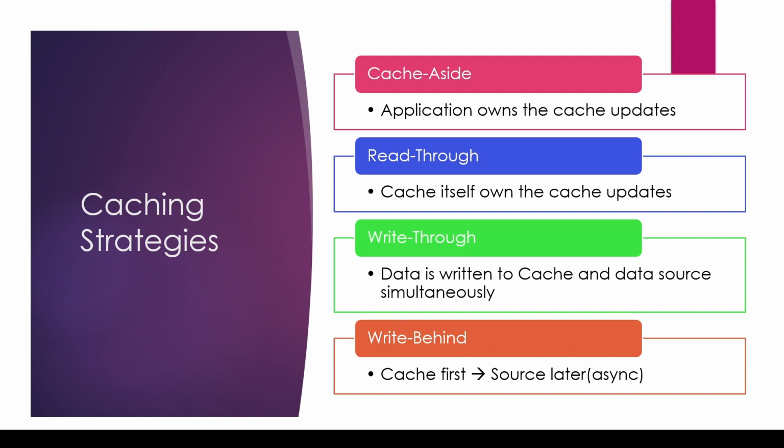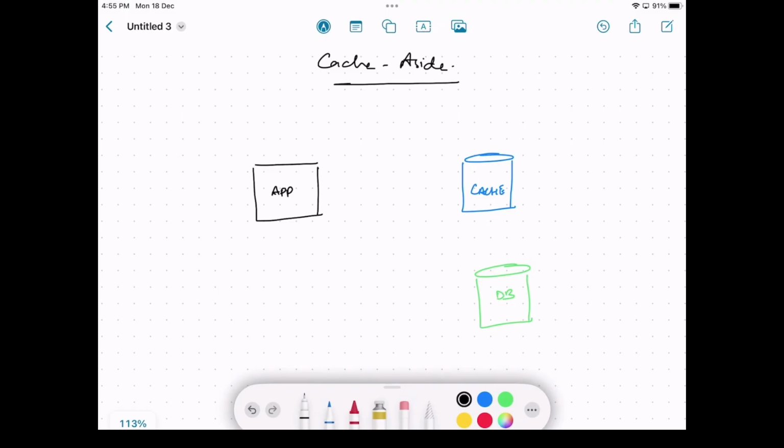In this section, we will cover different caching strategies. We will cover these four caching strategies, which are cache aside, read through, write through, and write behind. Let's start with the first one, which is cache aside. In this approach, the application is responsible for managing the cache.